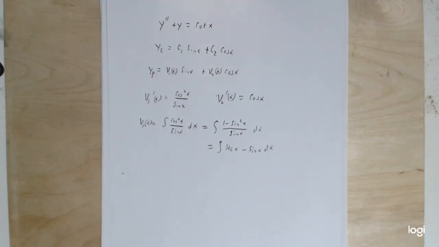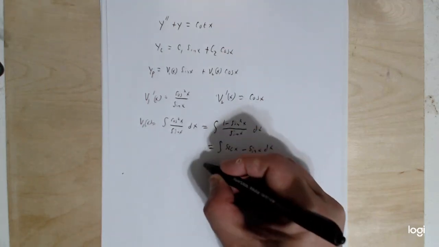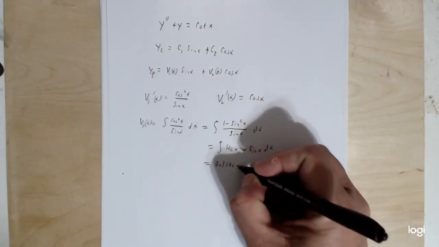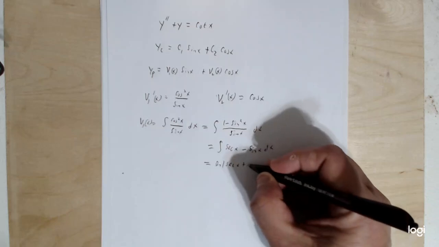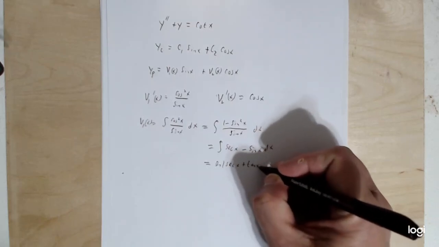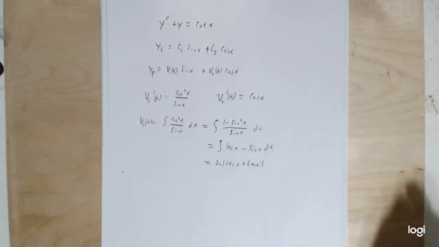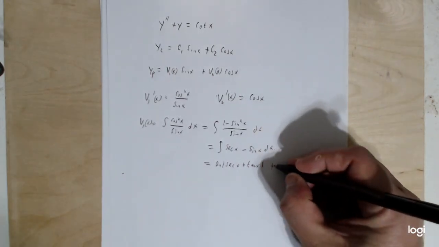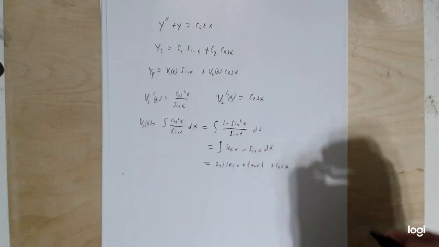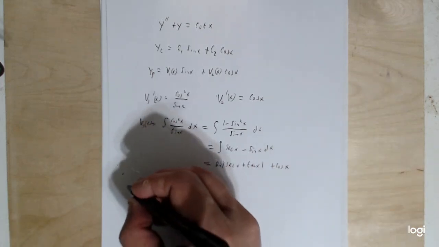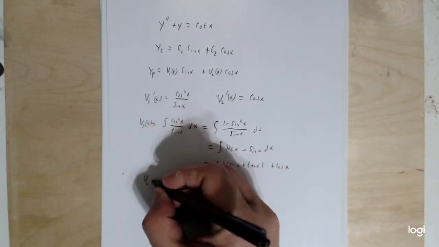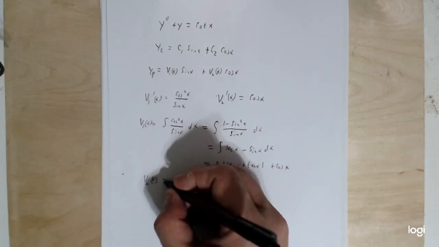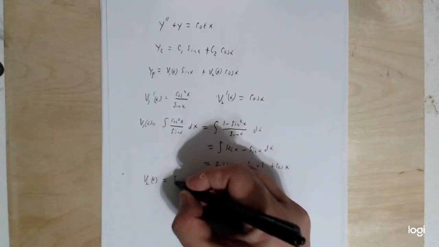Well, we have to go back and look up your integral for secant. That's going to be ln of secant of x plus tangent of x. And of course, the integral of sine is opposite of cosine, so we get plus cosine of x. v2 of x, of course, is really easy. That's just going to be the integral of cosine, which is going to be sine of x.